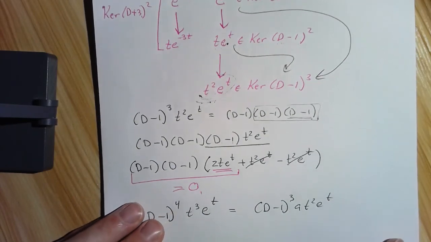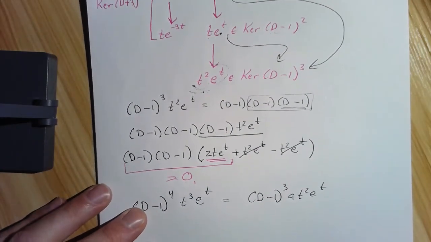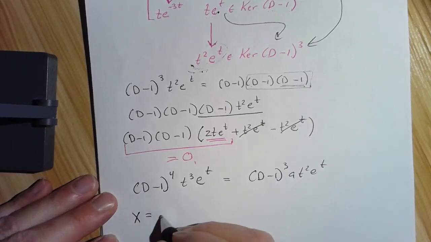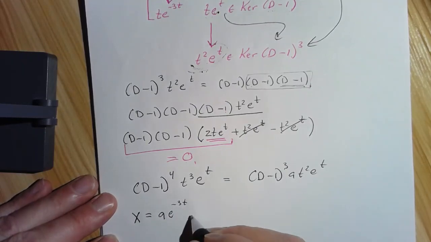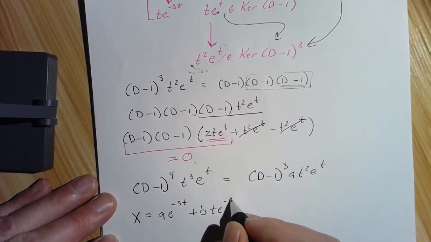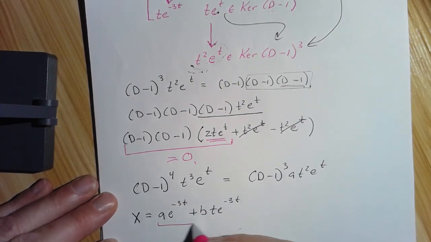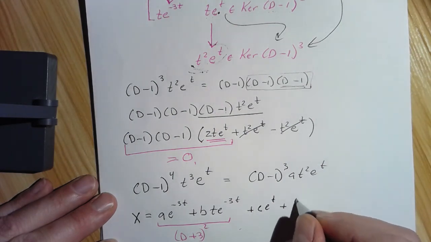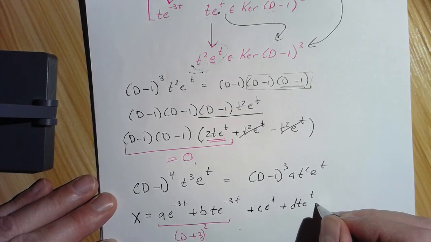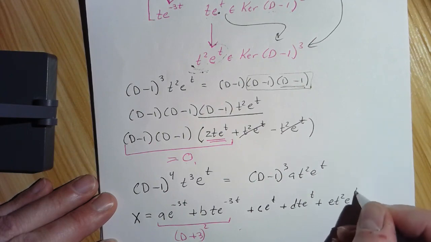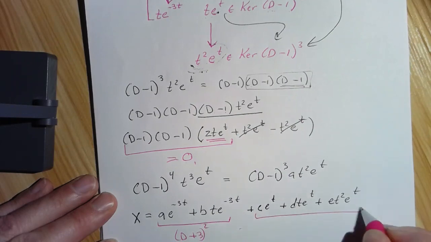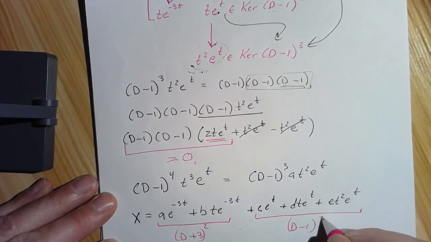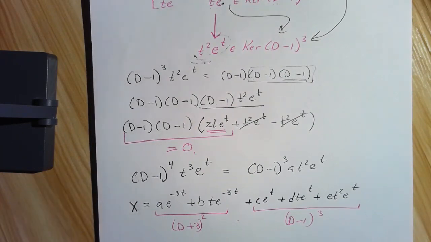Oh, so what's the final solution of this whole thing? Well, it would be 5 things. So x is going to be a e to the minus 3t plus b t e to the minus 3t. This is from the d plus 3 squared. Plus c e to the t plus d t e to the t plus e t squared e to the t. And this part comes from the d minus 1 cubed. All right, so that's 4.3.